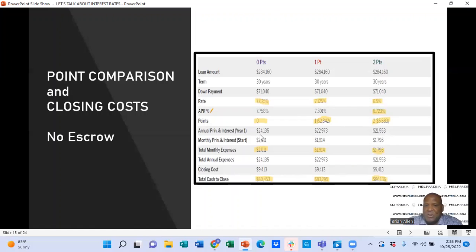This is no escrow, so the P&I, principal and interest payment, is the payment, which I highlighted here, and then total cash to close. That's down payment and closing costs. And you see, with the increase in points is the increase in closing costs. And essentially, that's the difference between the 1 point here and the 2 points there. 80,000, 83,000, 86,000. But let's look and see what it would look like if you actually threw in an escrow, because a lot of people want to escrow. They want to know that the taxes and insurance are getting paid.